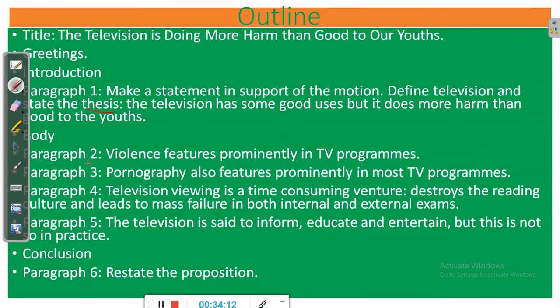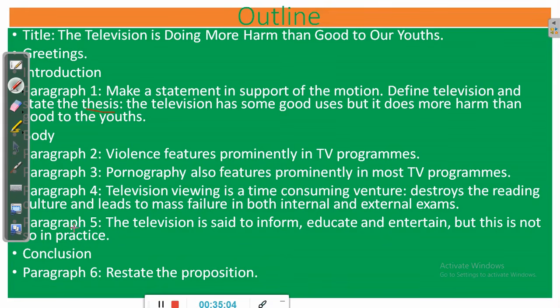Then the body begins with paragraph 2, and then you have jotted down your points. The first point is violence. You are saying that violence features prominently in television programs. Then the second point, which you are going to discuss in paragraph 3, is pornography. You are saying that pornography also features prominently in most TV programs. And the next point is television viewing as a time-consuming venture. You are saying that it destroys the reading culture and leads to mass failure in both internal and external examinations. Who are the people who sit these examinations? They are the youths. So your arguments are quite cogent.